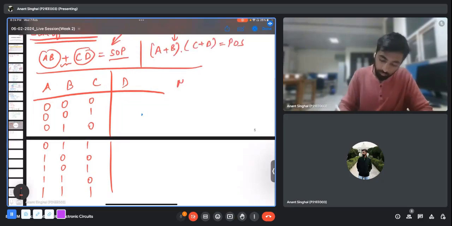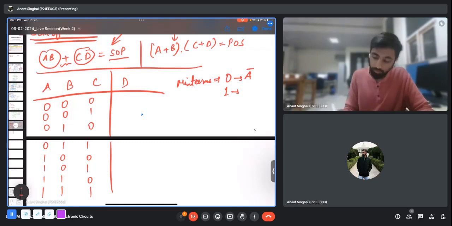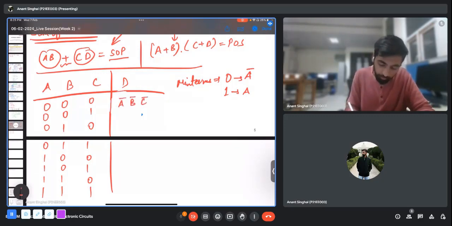So in min terms, what happens is 0 is represented by a complement, whereas 1 is represented by a single variable. So let's say if I say a variable A, 0 will be represented by A complement, and 1 will be represented by A. So I'm doing the same here. Since you can see clearly A, B, C all are 0, so it will be A complement, B complement, and then C complement. Similarly for the next, it will be A complement, B complement, C, then A complement, B, C complement, and similarly A complement, B, C.